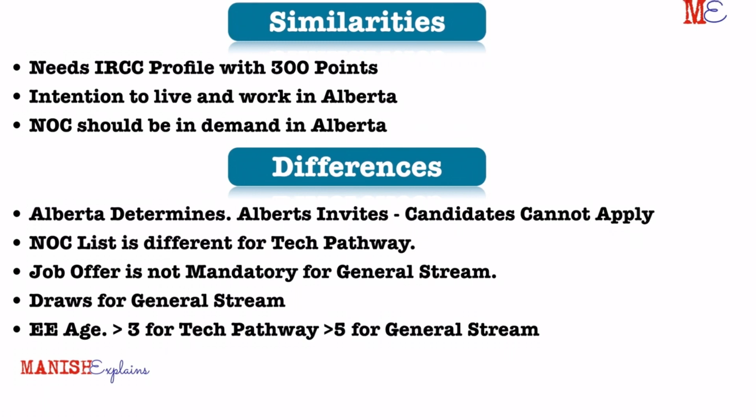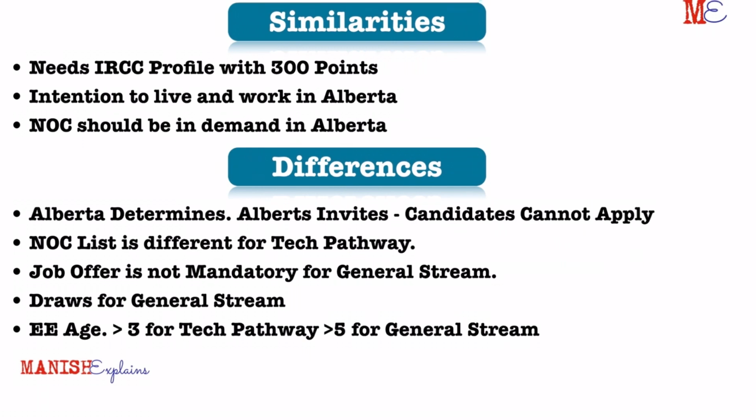There is no such draw for the tech pathway, because the tech pathway starts with the EOI, or expression of interest, where the candidate applies for a NOI. Then Alberta issues the NOI, and then the candidate again responds to that NOI by submitting all the documents and paying all the fees, and then Alberta issues a nomination. So the general entry is a 3-step process. The tech pathway is a 4-step process.